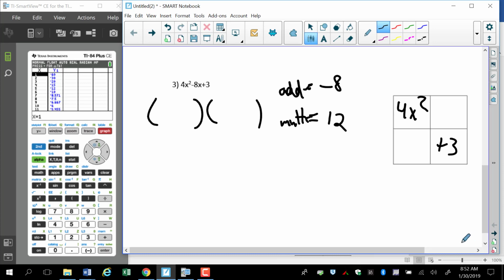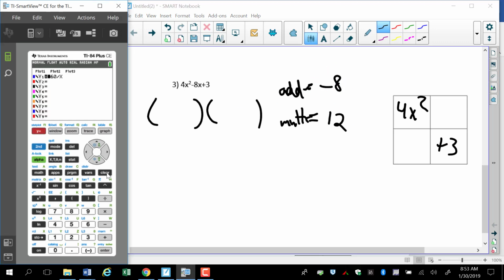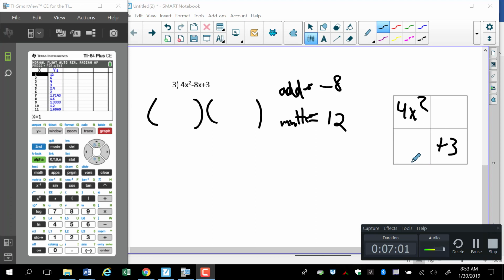Did you get negative 8 and 12? Hopefully you did. The negative 8 comes from the middle term, because that's how we sum to get this. And where do we get 12 from? Well, 4 times 3 is 12. So we need numbers that add to negative 8 and multiply to give you 12. So again, you can go over here and do your 12 divided by x. Go to your table of values and figure out what numbers go into these two boxes.